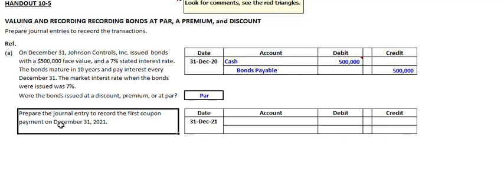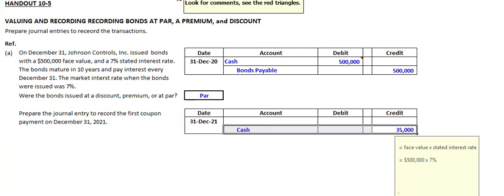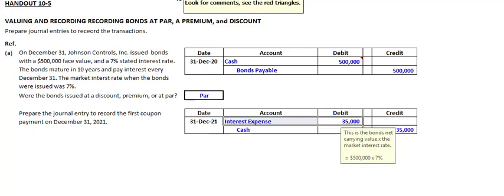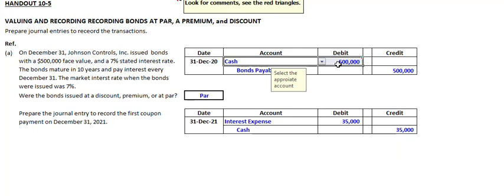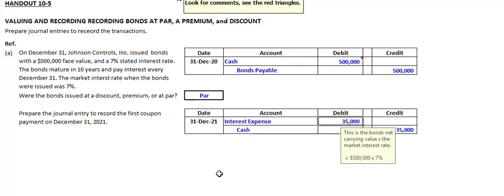Let's go ahead and prepare the journal entry to record the first coupon payment on December 31st, 2021. Again, the coupon payment is simply that $500,000 face value times the 7% stated interest rate. Our interest expense is determined by the market interest rate and the net carrying value of the bonds. In this case, the net carrying value, the amount we issued them for, equals the bond's face value. So it's simply the $500,000 times 7%.